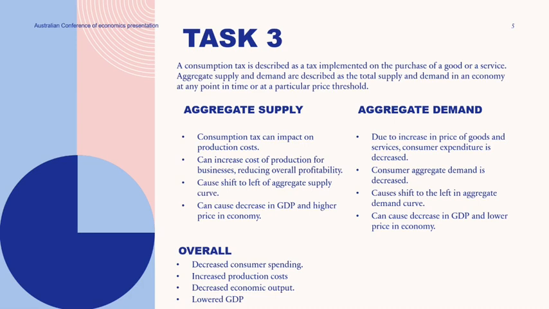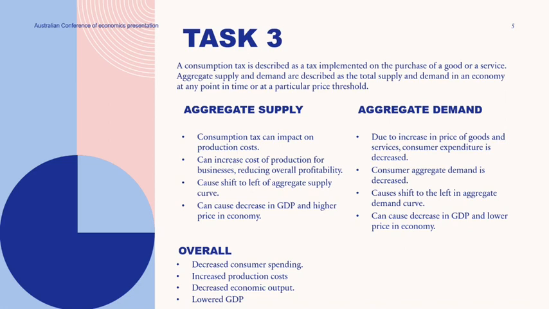By implementing a consumption tax, the price of goods is increased, reducing consumer purchasing power. As a result, consumer expenditure is decreased, and hence the consumer aggregate demand is also decreased. Such a decrease can cause a shift to the left in the aggregate demand curve, causing a decrease in GDP and a lower price in economy.